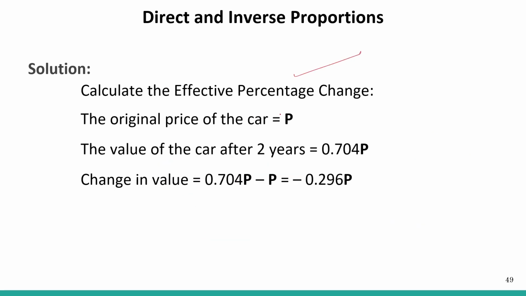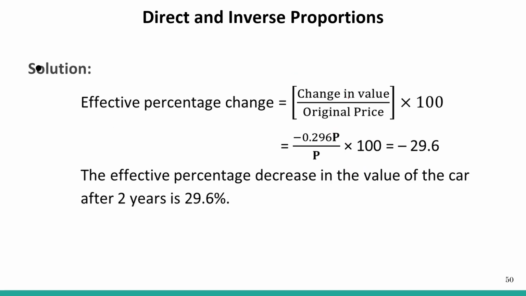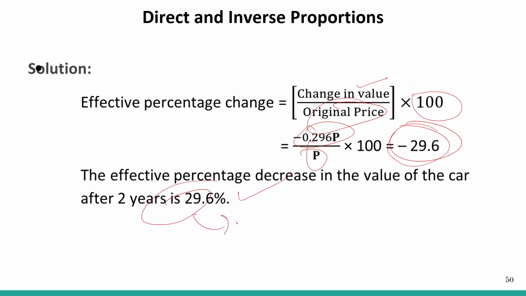So calculating the effective percentage: the original price of the car is P, and the value of the car after 2 years is 0.704P. Net loss is 0.704P minus P, which is minus 0.296P. So this much loss he will be bearing after 2 years, because the price at which he can sell now is 0.704P. The effective percentage change is equal to change in value by original price into 100, which is 29.6. So this much value has depreciated. The effective percentage change in the value of the car after 2 years is 29.6. So this is the correct answer.